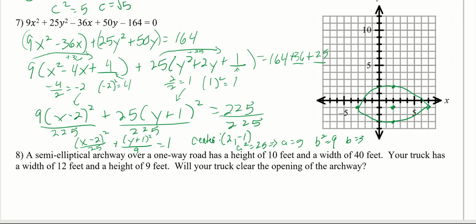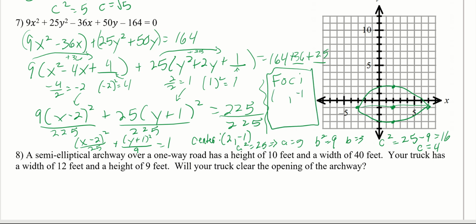Okay. And now I need to figure out my c squared. C squared is the major minus the minor. So that's going to be 16. Okay. So if that's 16, then c is 4 away from the center in the x direction, because that's my major. Okay. So I'll write it here. My foci is going to be 4 away from the center. Okay, I'll put a little answer box here. So the y is going to stay the same at -1.